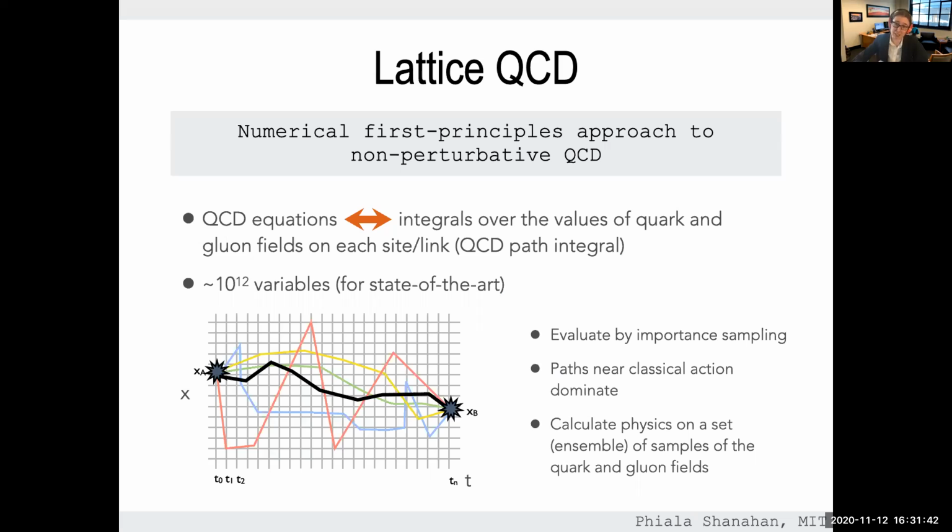And the idea is quite straightforward to say, less straightforward in practice, that we take the equations of QCD and write them for a discrete space-time grid. And then the path integral becomes essentially integrals over the values of the quark and gluon fields at each site or link on the lattice. So this is a very high dimensional integral, something like 10 to the 12 variables. And we evaluate that integral by importance sampling, which is again easy to understand. You can just think about quantum mechanics if you like, that we know that paths near the classical action dominate, and so we can sample those proportionately more than the less important paths.